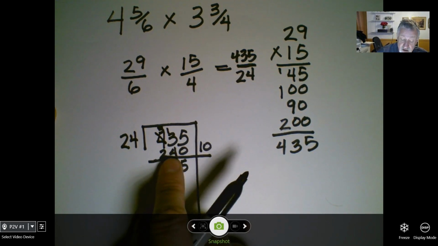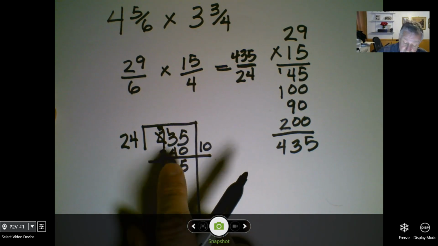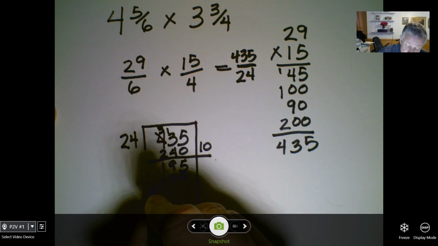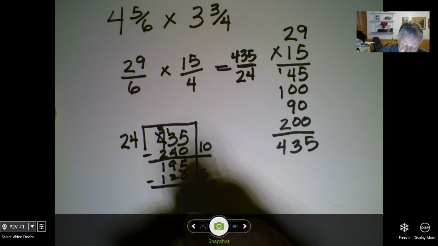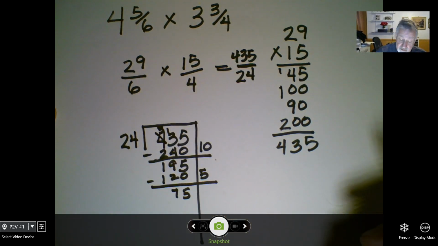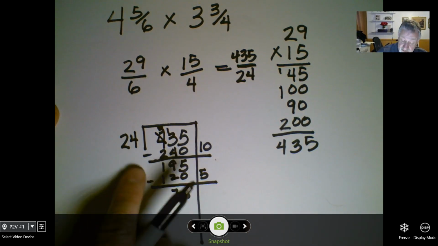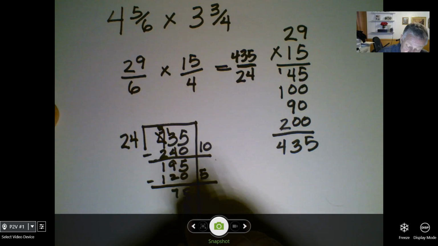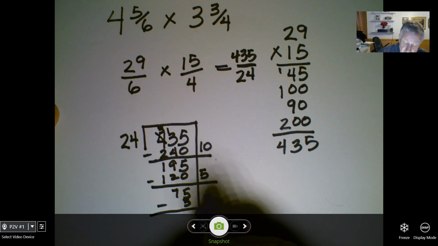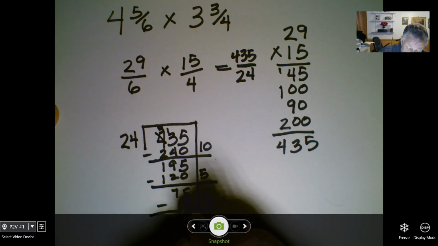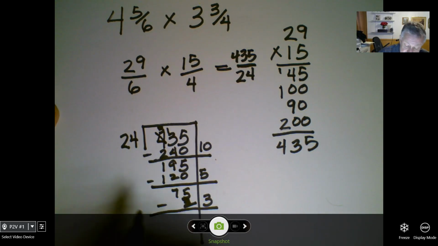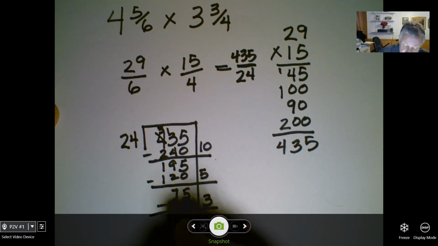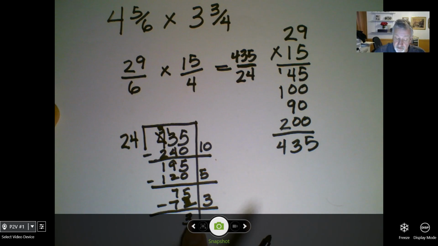Okay, but I know I can take out 5 groups. Okay, because 5 groups, that's half as many groups. Going to give me half as many. So I'm going to take out another 120, and that's 5 groups. And that leaves me with 75. Well, I know that 3 times 25 is 75. So 3 times 24, if I take out 3 more groups, 3 times 4 is 12. That's a 2. And 3 times 2 is 6, plus 1 is 7. So 75 minus 72, that gives me a remainder of 3.